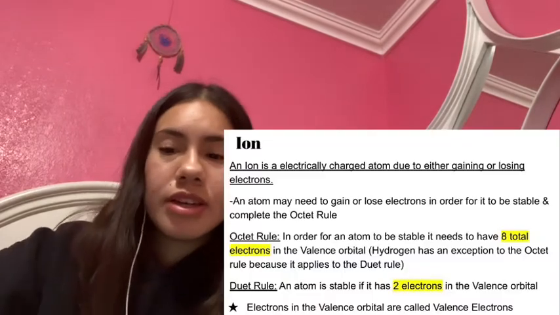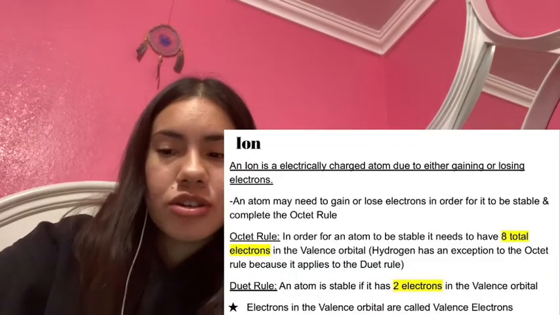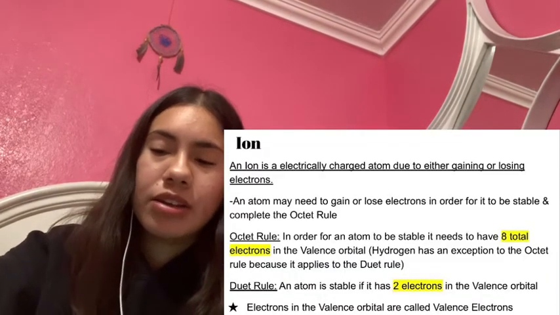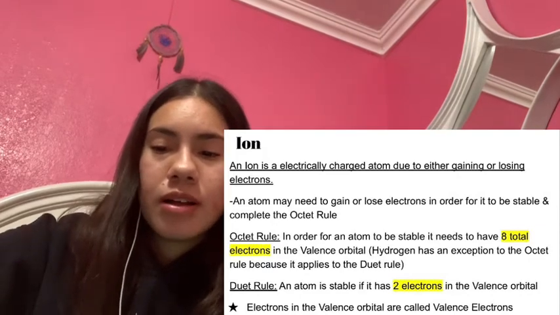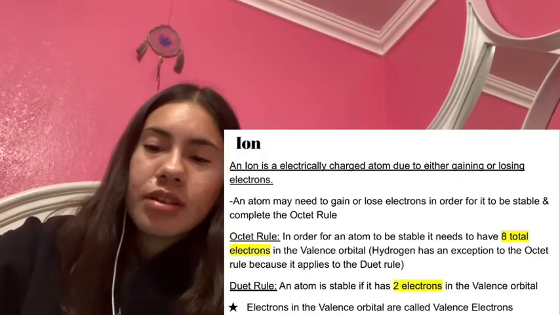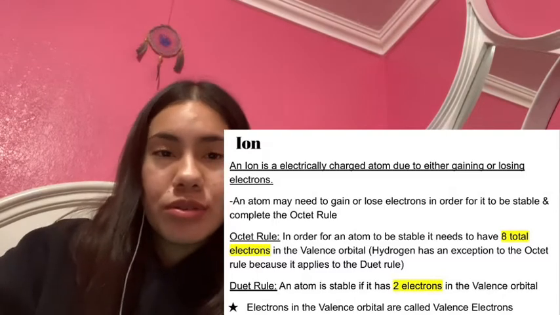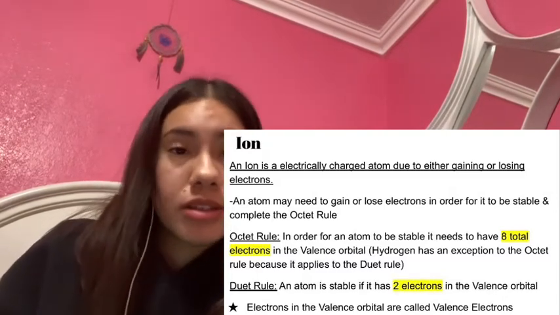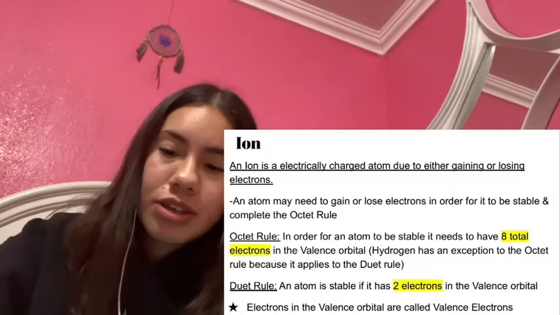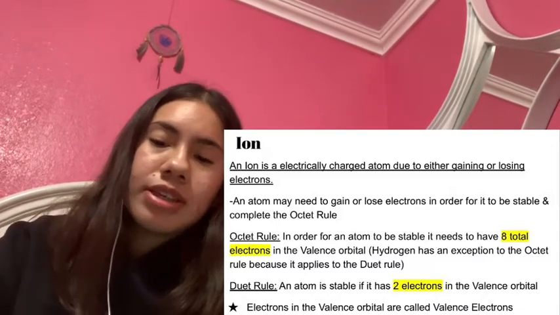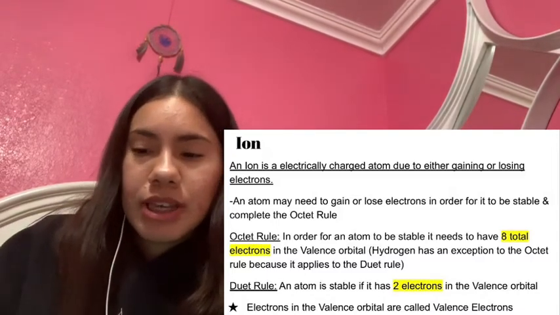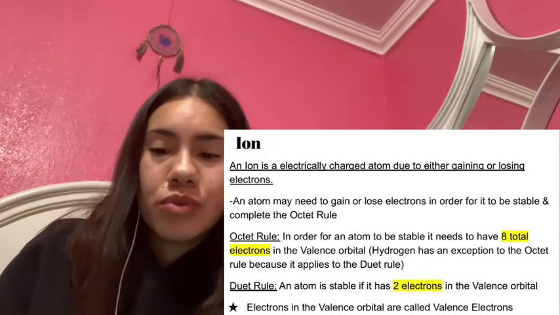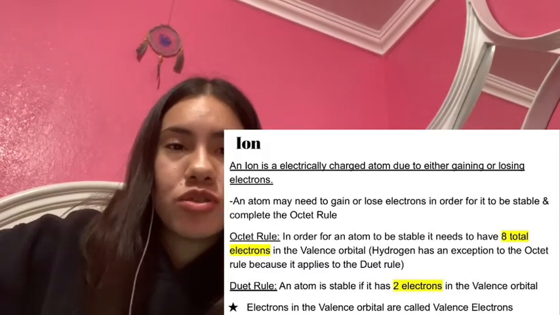So an ion is an electrically charged atom due to either gaining or losing electrons. An atom might gain or lose electrons in order to be stable and complete the octet rule. And the octet rule is basically stating that in order for an atom to be stable, it needs to have 8 total electrons in the valence orbital.